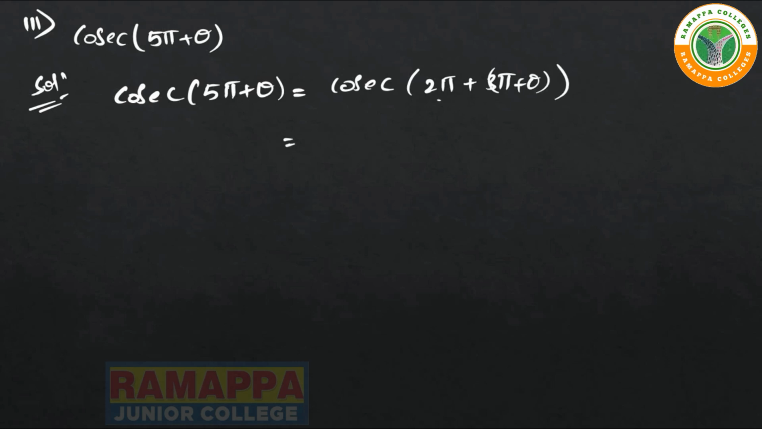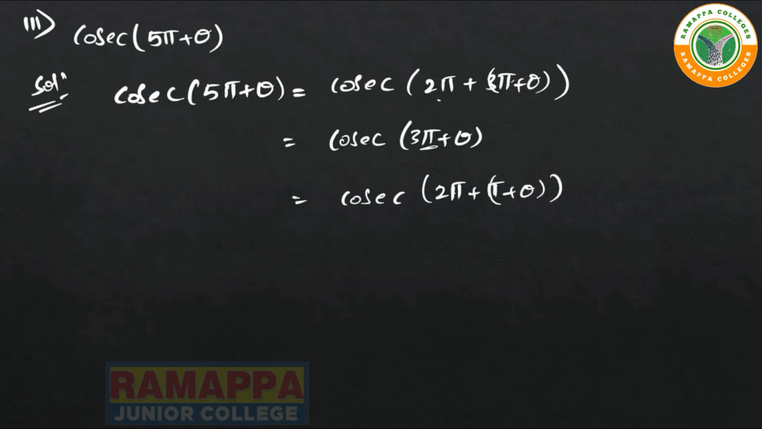It will become cosecant 360 plus theta, which is cosecant theta, and the 3 pi plus theta will come here. Again, 3 pi I will write as 2 pi plus pi plus theta. So it will become the same, cosecant pi plus theta will come here. Cosecant 180 plus theta is equal to minus cosecant theta.